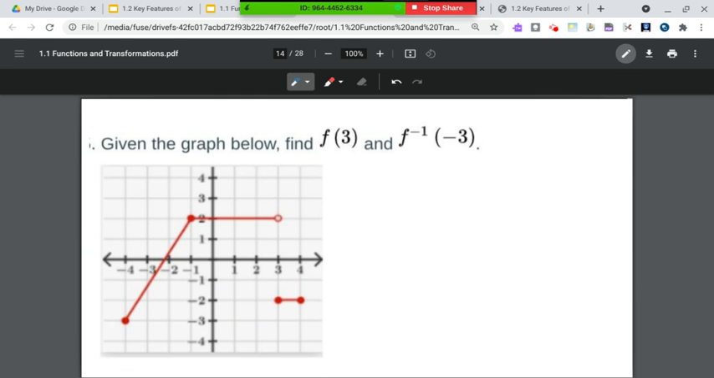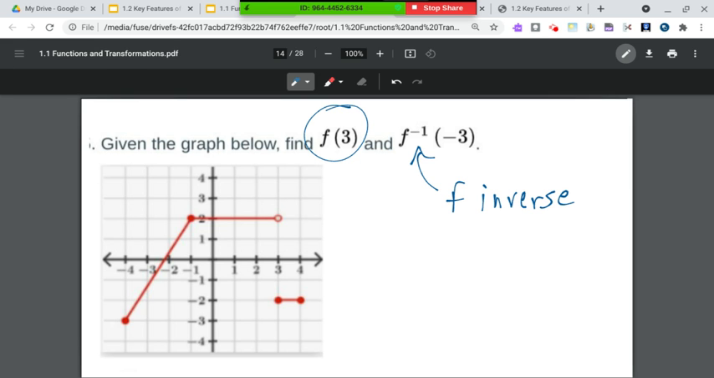Okay. This one has a different notation here. This is a new notation for you. This is called f inverse. Basically, when you see that notation, you look at y and you find the corresponding x. So first, let's find f of 3. Let's do this first one here.